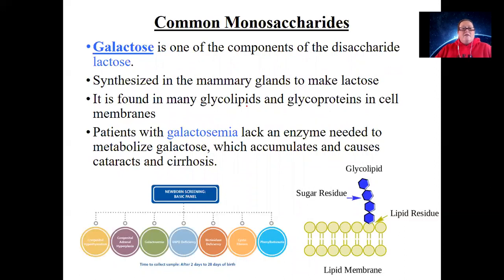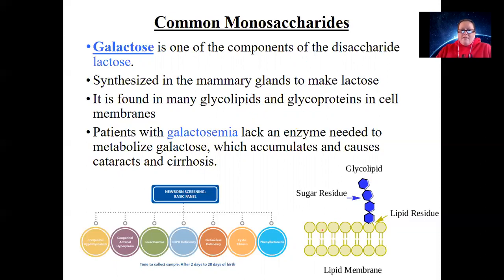Galactose is one of the components of the disaccharide lactose. You have heard of lactose. Some people are lactose intolerant. And galactose is synthesized in mammary glands of mammals to make lactose. And it's found in many glycolipids.